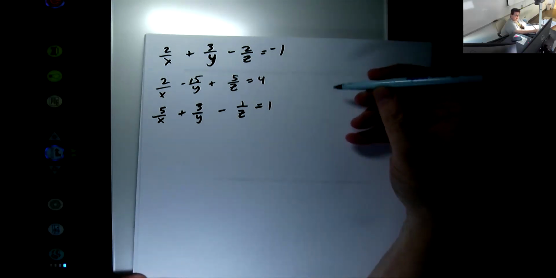Then it says hint. Let 1 over x equal t.